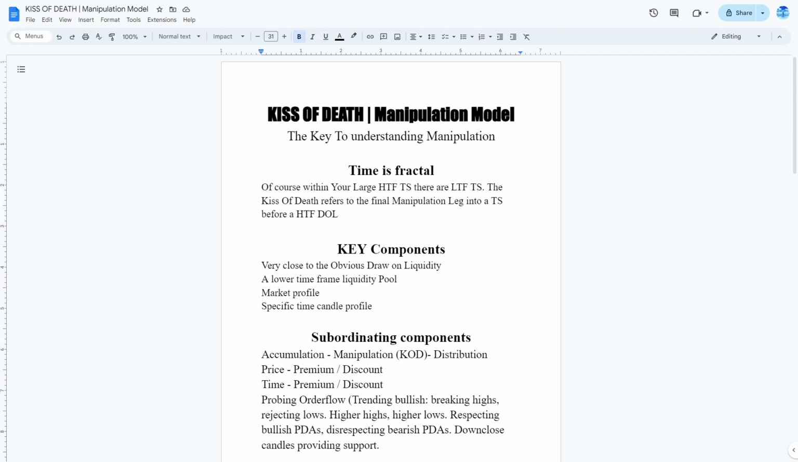What you want to keep in mind is that, of course, time is always fractal. Within your large high time frame turtle soup, there are low time frame turtle soups, and the kiss of death refers to the final manipulation leg into a turtle soup before a high time frame draw on liquidity is met. The key components are very close to your obvious draw on liquidity: a lower time frame liquidity pool, an obvious market profile, and specific time candle profiles, such as the 9 a.m. 4-hour candle, the 9:10 a.m. 4-hour candle, as well as your London 2-3 a.m. 4-hour candle.